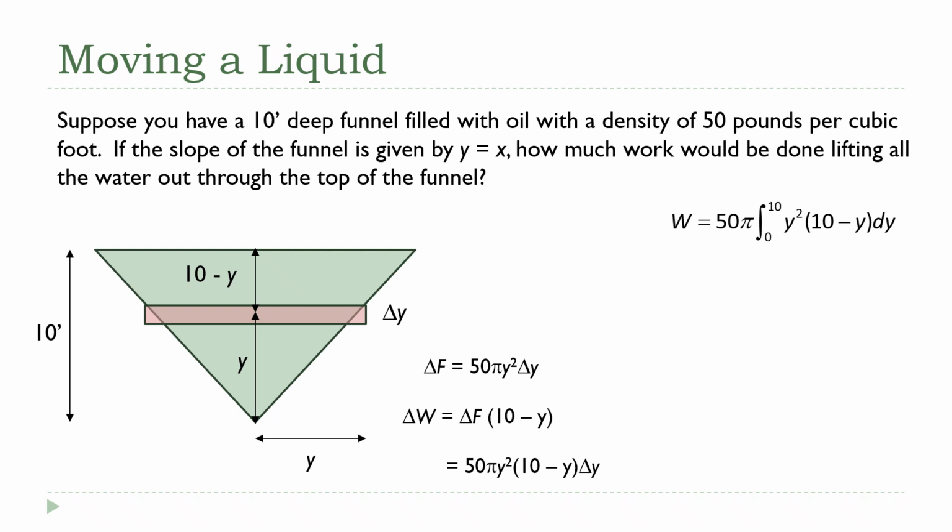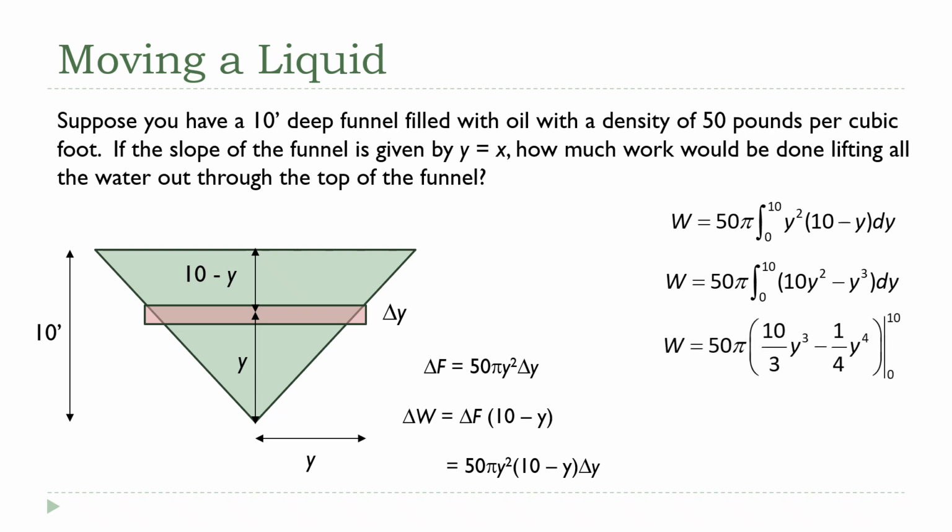If I let delta y go to 0, it turns into an integral. Right, this integral here. I pulled the 50 pi out in front, and then left the integral from 0 to 10, that's the height of the funnel, of y squared times 10 minus y. And now it really is a relatively straightforward integral for us to calculate. I distribute the y squared. That makes this the integral from 0 to 10 of 10y squared minus y cubed.